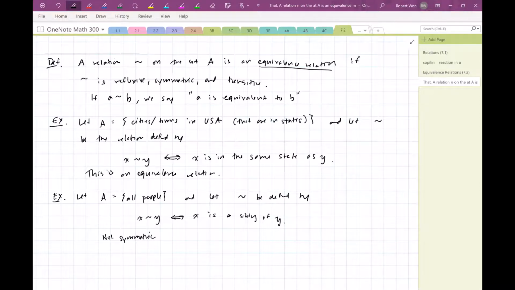Sorry, it's not reflexive. What am I saying? It is symmetric, right? If X is a sibling of Y, then Y is a sibling of X. It's a symmetric relationship. It's not possible to be someone's sibling while they're not your sibling.